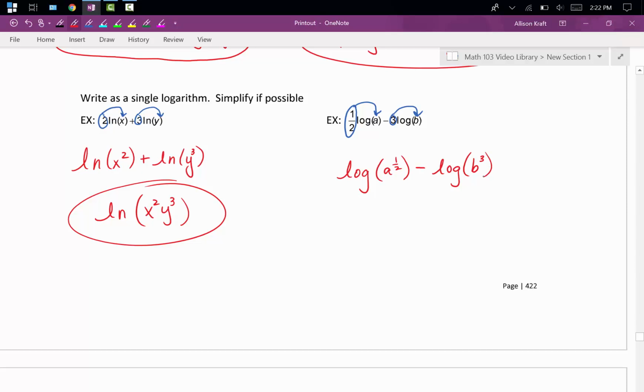Now we see that we are subtracting 2 logs. We can combine this to a single log by dividing the arguments. We get log of a to the 1/2 over b to the 3rd, and then we check to see if we can simplify the argument. We can't, so this is our final answer.